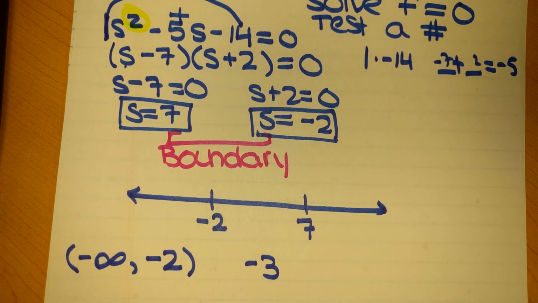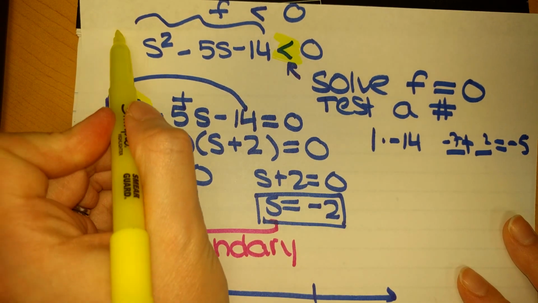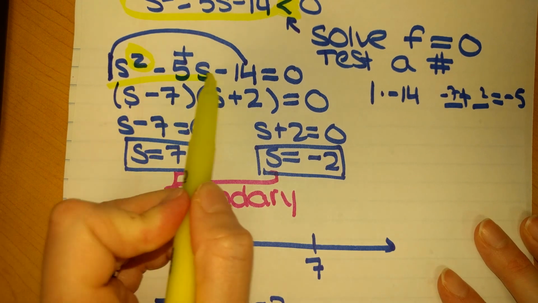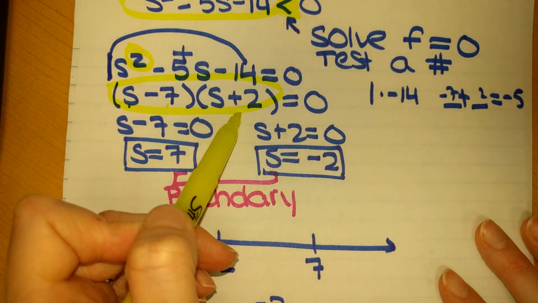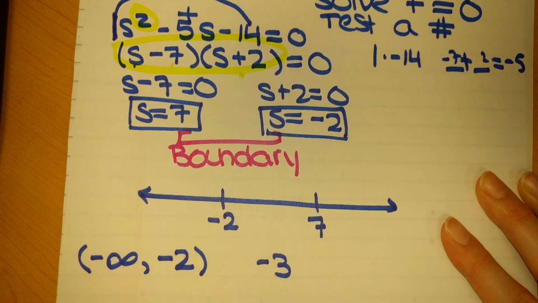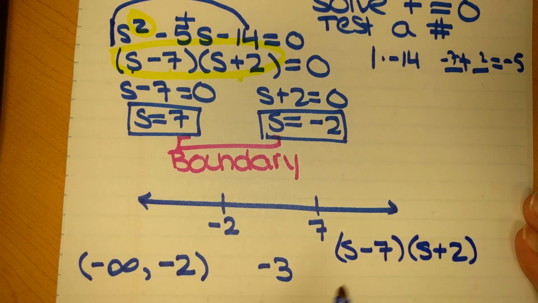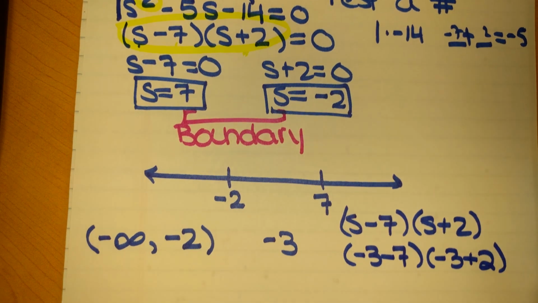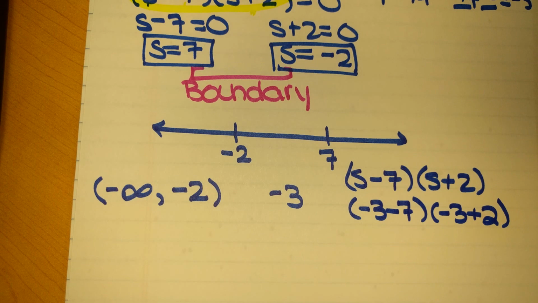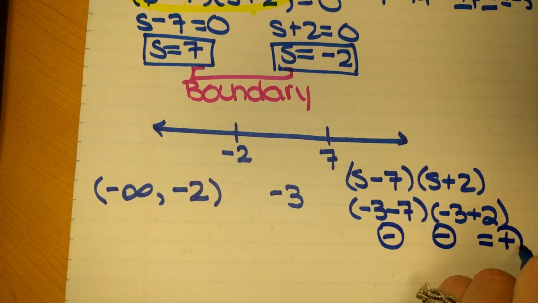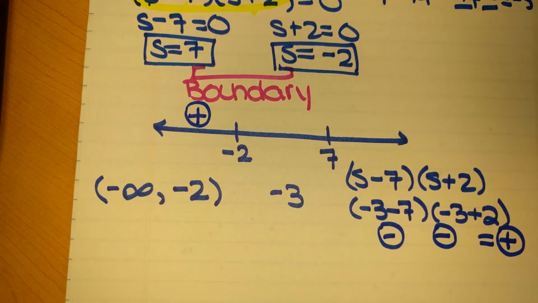Now, there's lots of different ways to test negative 3. You could go back to the very beginning of the problem, the s squared minus 5s minus 14, and plug in the negative 3 there. You could also go to the factorization, s minus 7, s plus 2, and plug it into there. It doesn't matter which one you plug it into, just as long as you're plugging it into some version of the polynomial. So here I'll plug in negative 3 minus 7, negative 3 plus 2. I like to plug it into the factored form just so the arithmetic isn't so involved. So I get a negative 10, a negative 1, so that gives us a positive overall. So we have a positive on the first interval.